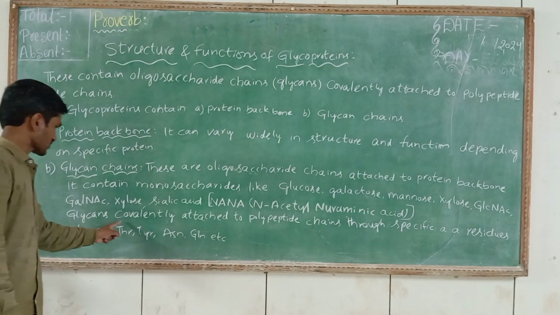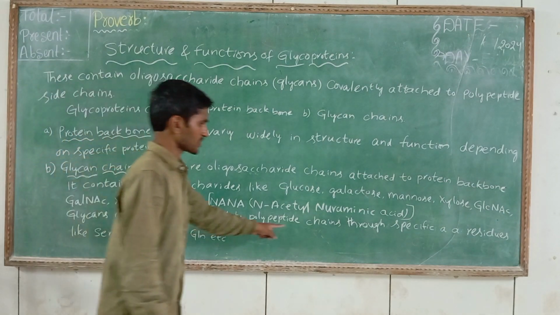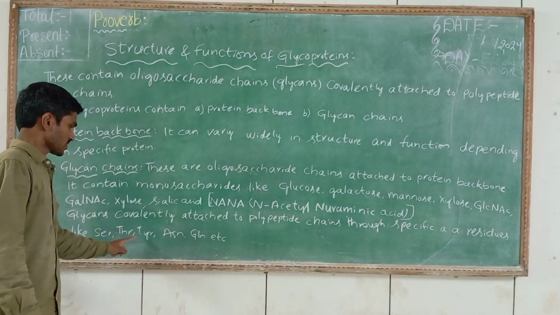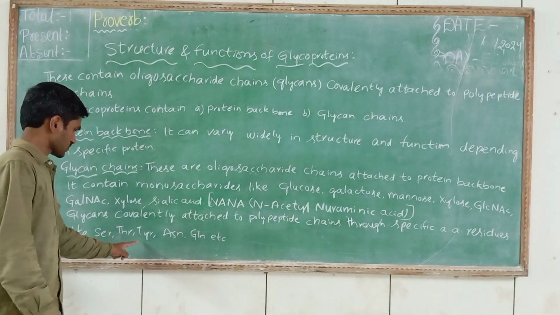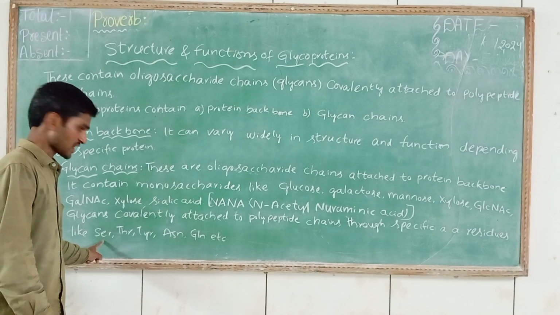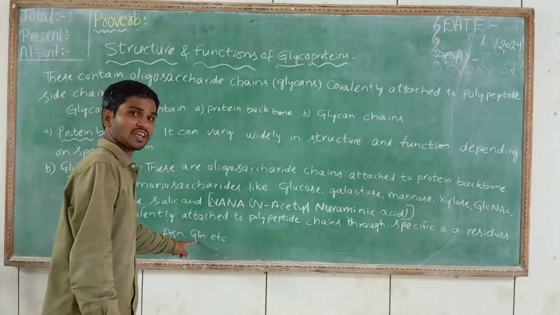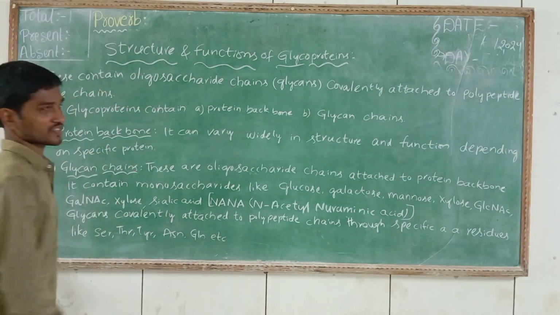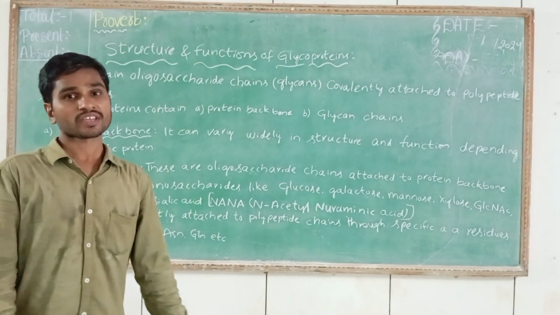The glycan chains are covalently attached to the polypeptide chains through specific amino acid residues like serine, threonine, and tyrosine. Serine, threonine, and tyrosine have OH groups in their side chains, and asparagine and glutamine have amine groups in their side chains. So these form glycoproteins. If you want, you can take a screenshot of it.